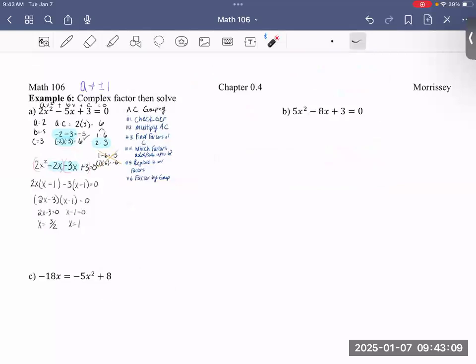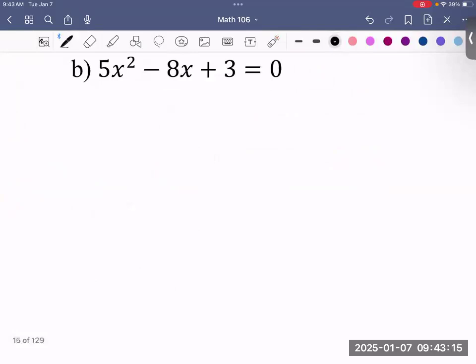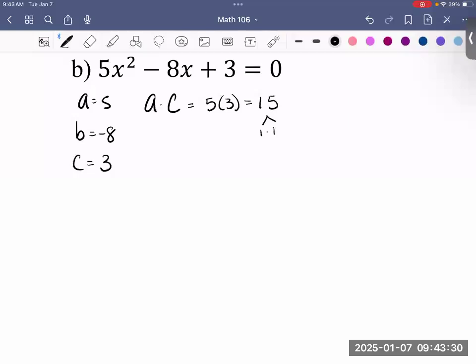All right, let's try it again on B. So do we have a GCF? No. So we're going to multiply, and I like to write out my ABCs. I like to multiply A times C. So 5 times 3 makes 15. Okay, well, what are factors of 15? Well, there's not much, but that's okay.